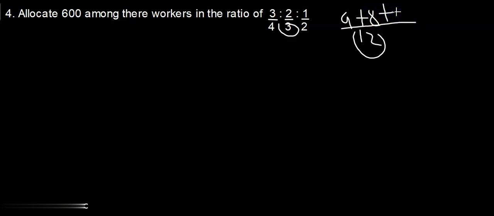After that, I divide 12 by 2, which is 6, and 6 times 1 will be 6. So now I'm done with that. The next step is to add the numerators I got: 9 plus 8 plus 6. When you add them, you get 23.